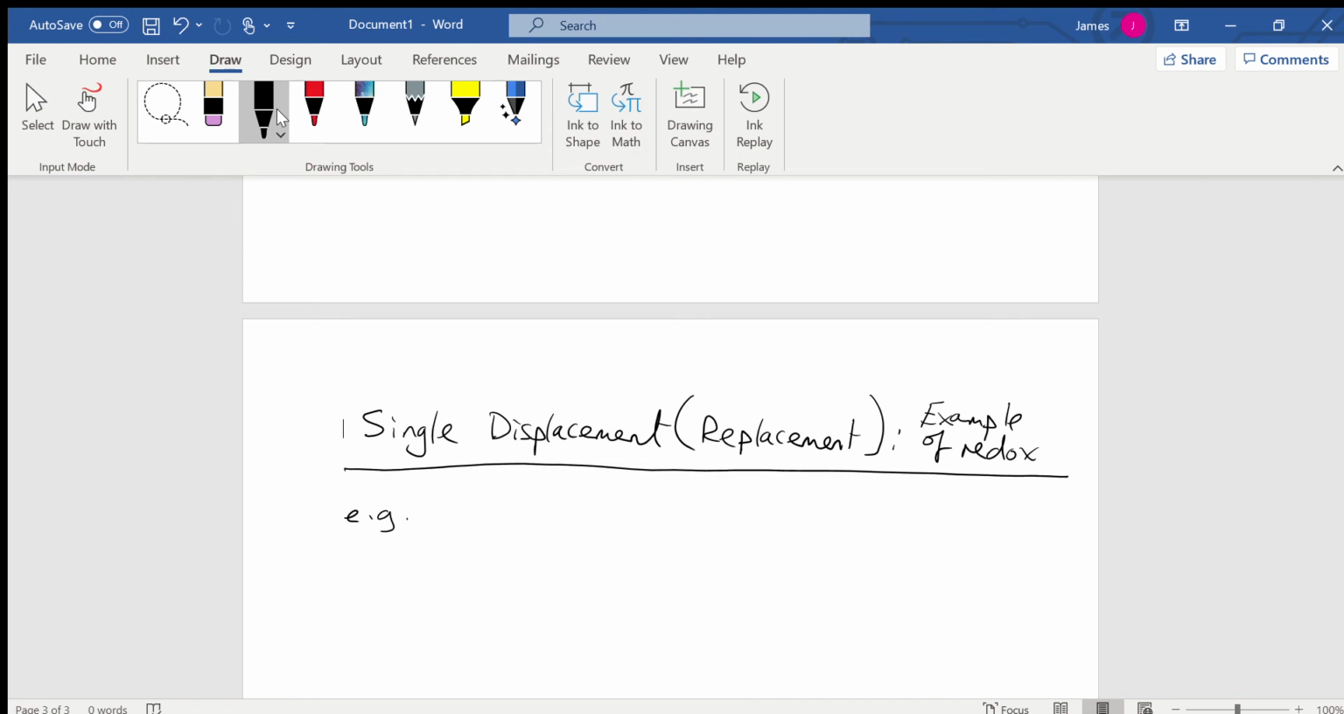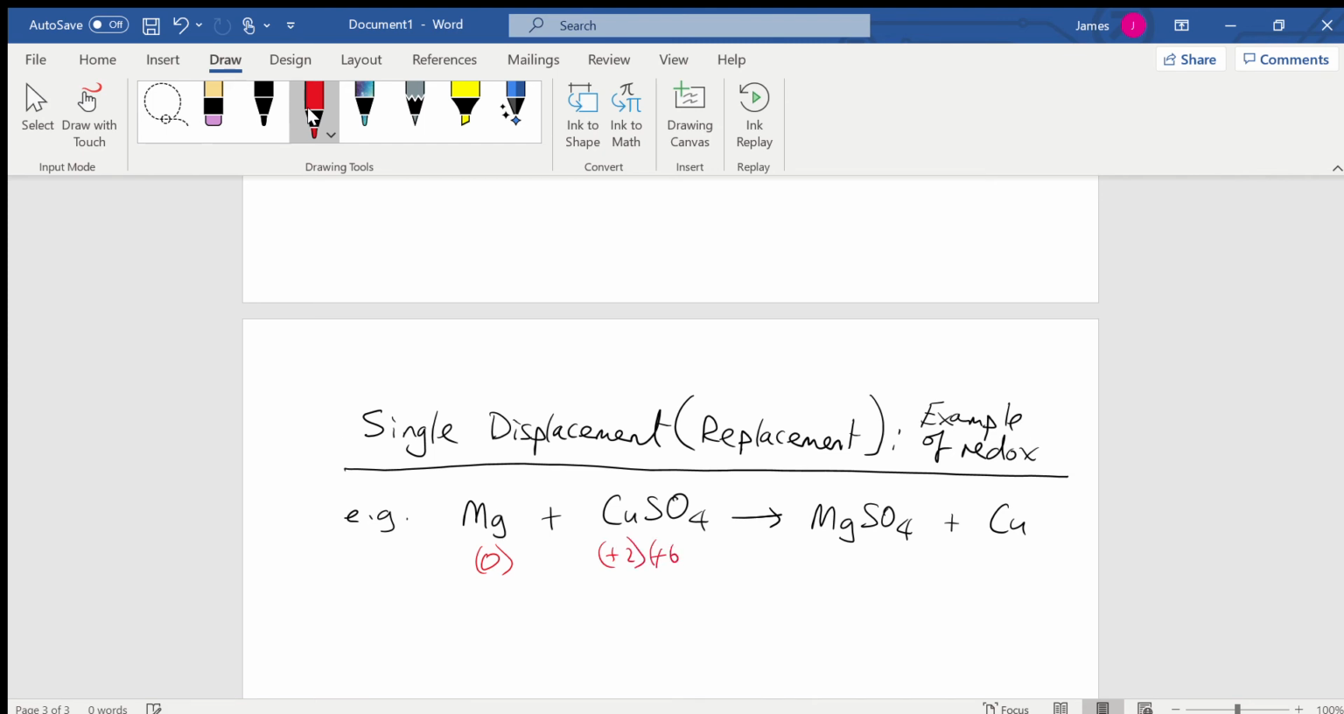So an example of this would be magnesium and this chemical CuSO4 to give MgSO4 and Cu. Let's have a peek at the oxidation states. So 0, plus 2, plus 6 for sulfur, negative 2 for oxygen, plus 2 for magnesium, plus 6 for sulfur, negative 2 for oxygen, 0 for copper.